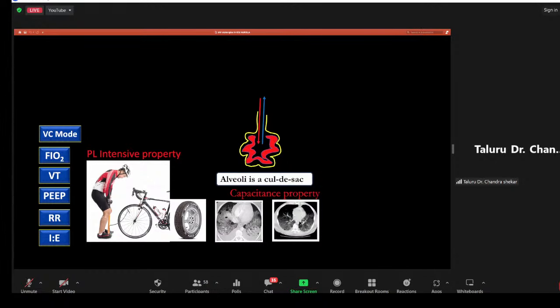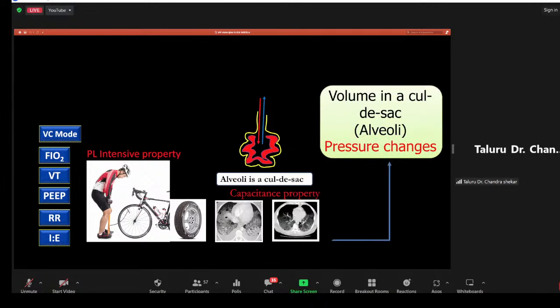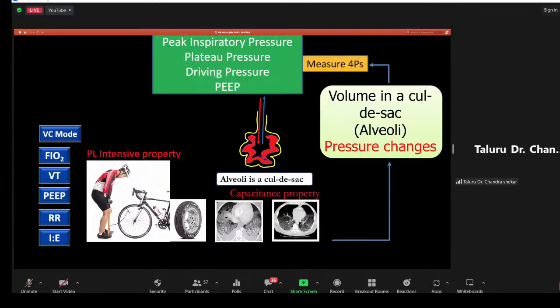So what you set is the intensive property. What the volume or the pressure you set is the intensive property. And the capacitance is the number of alveoli that are capable of accommodating that volume. When both of them interact, we get a pressure. And that is called the pressure change. And there are four pressures. Those pressures are PIP, peak inspiratory pressure, plateau pressure, driving pressure, and PEEP.